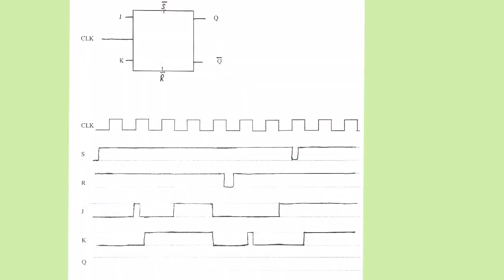All right, this is page 10 of the test prep that we were working on. This is an active low set and reset, and it's a clock that's enabled. It's not an edge-triggered clock, but it's an enabled clock.